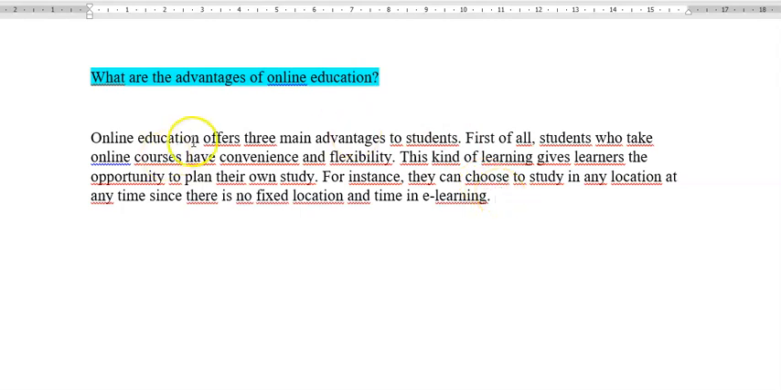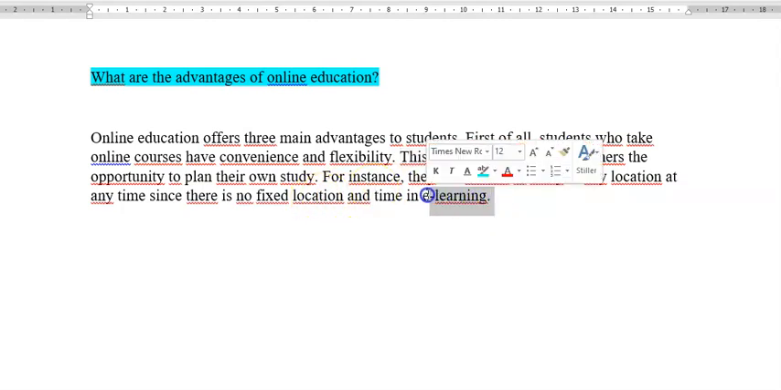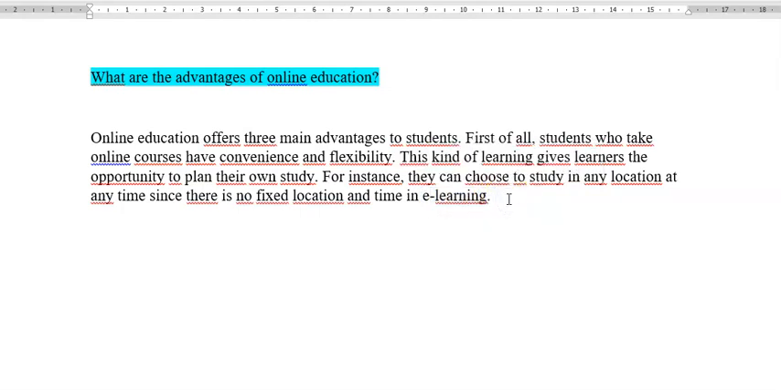So therefore, instead of online education, for example, here I said students who take online courses, or here I said this kind of learning. I used a reference word here. Or here I said e-learning again instead of online education, because we need to add a good variety of words to our paragraph.